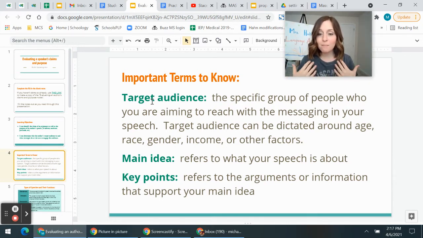Main idea, this is the main thing that the speech is about, the main claim, the main argument. We could say the thesis statement. It's the primary idea that the speaker wants you to know. Key points refers to arguments or information that supports that main idea. So additional points the speaker makes, but maybe not the main point.